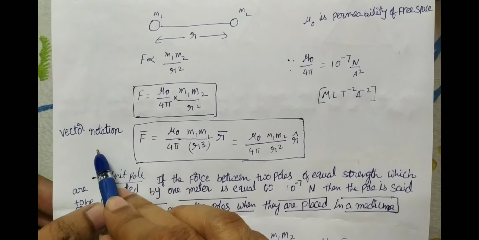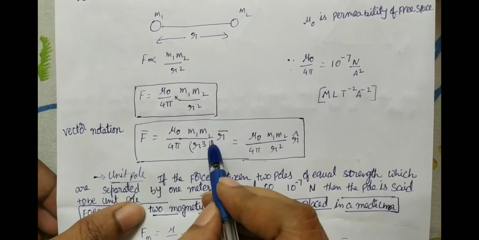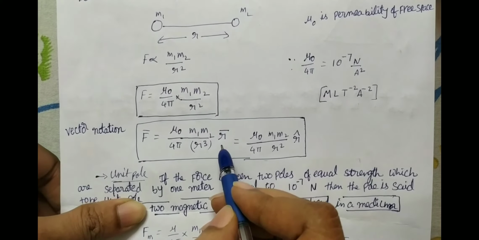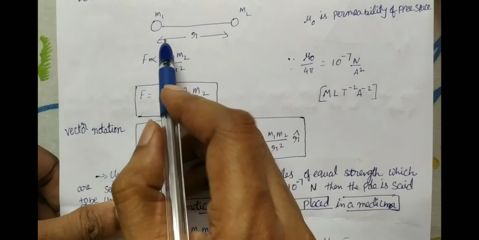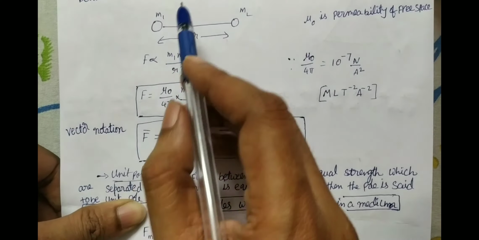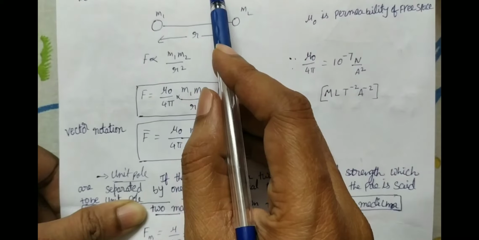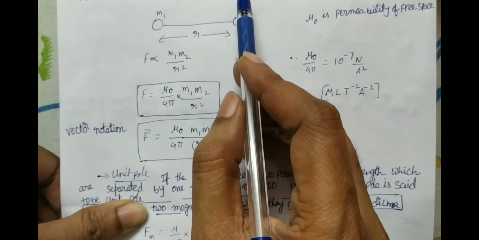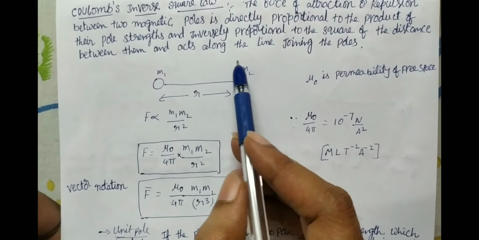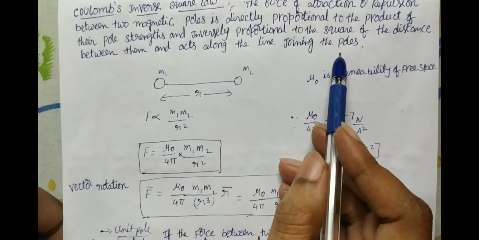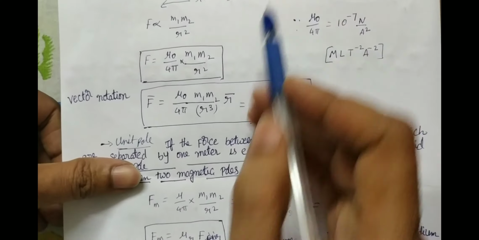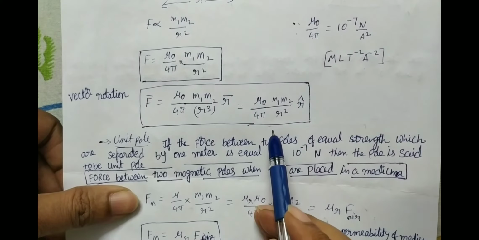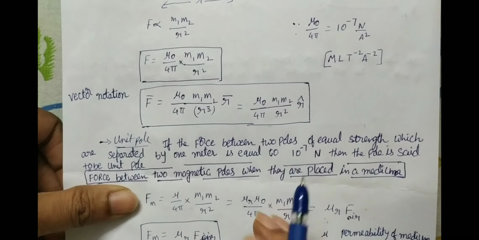The vector notation of the force: F is equal to the formula, which you multiply with R bar and divide with R. Then R bar by R gives the unit vector along R bar. In the definition also they mention that the force is directly proportional to the product of their pole strengths and inversely proportional to the square of the distance between them, and it acts along the line joining the poles. That is the reason we are taking R bar here. R bar is along the line joining the two poles. So this is the vector notation of the force.